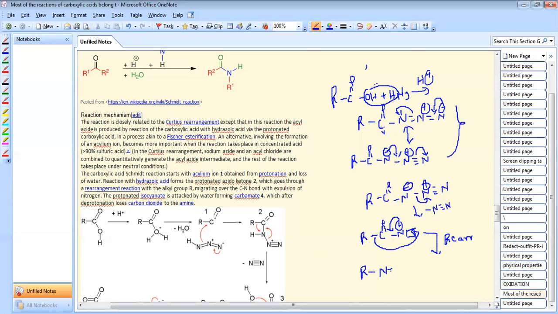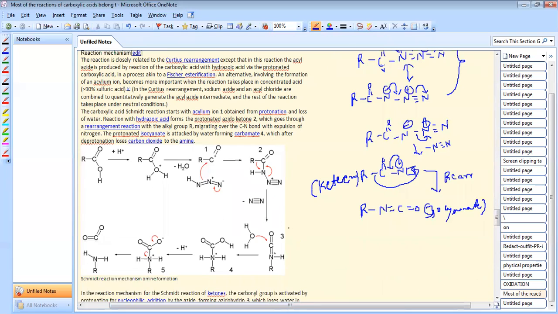Now this single bond becomes a double bond. Sorry, not ketene, this is known as isocyanate, and this part is known as ketene. So this is ketene, and this part is isocyanate. Here see how it happens like this.